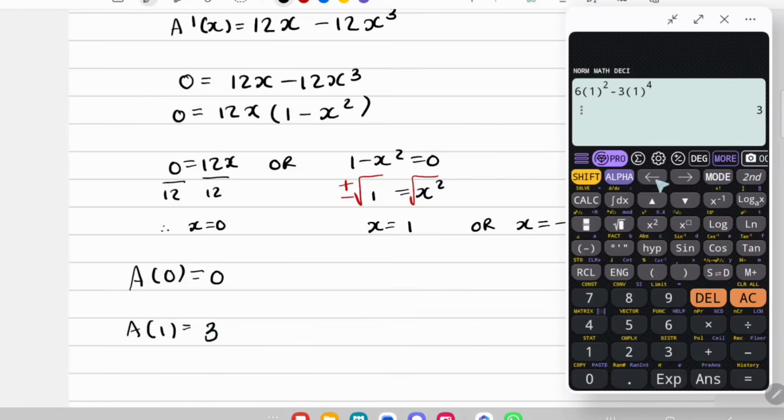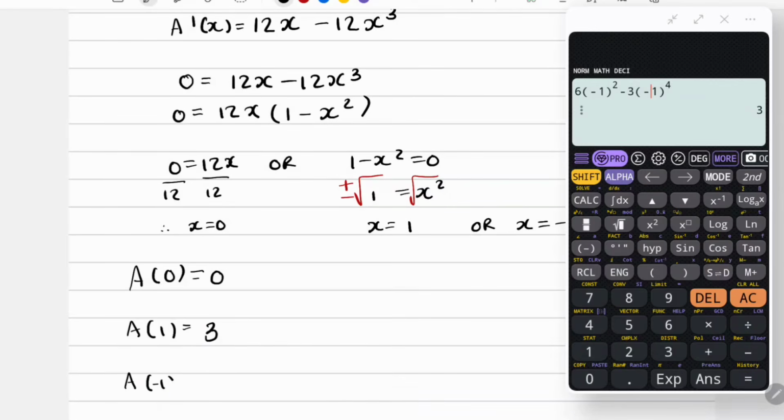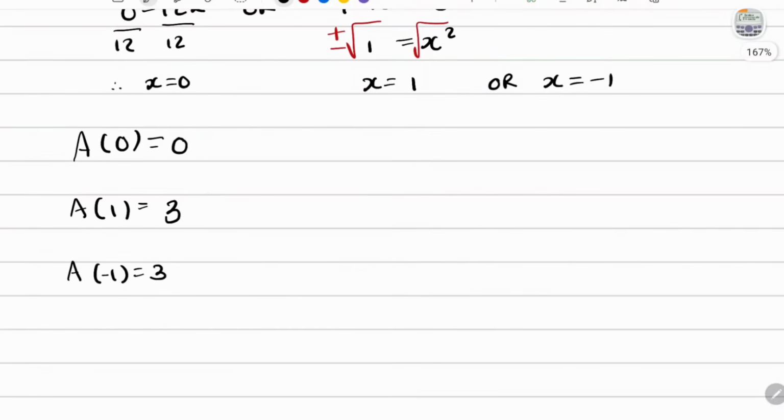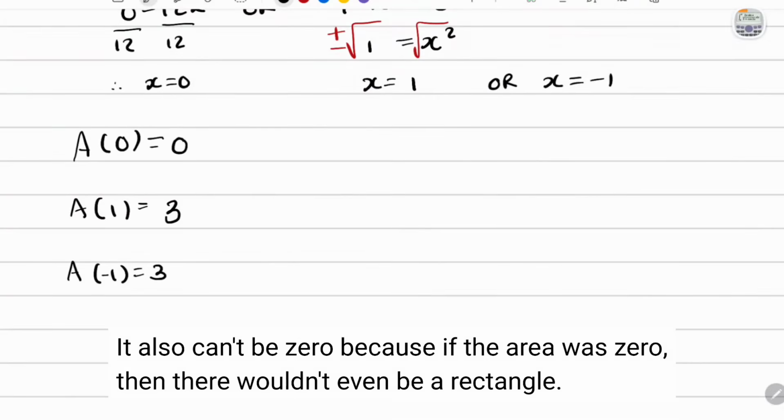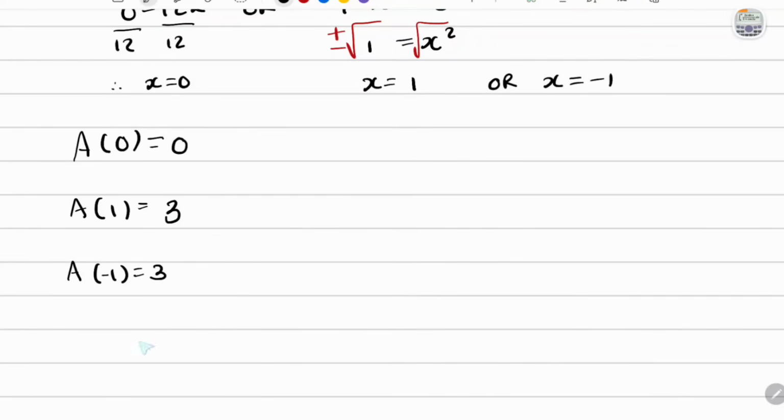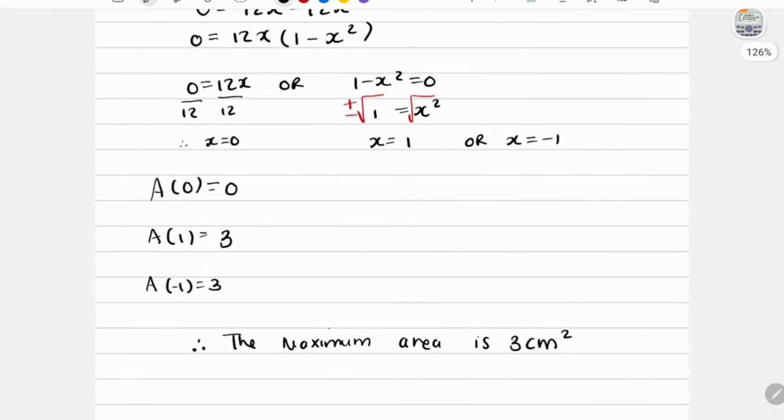If you substitute negative 1, you're going to get the same thing. You see that A of negative 1 is also 3 because of that squared and that 4. So as you can see, the maximum out of that, the highest area that we can get from that shape would be the 3. So we can tell them that the maximum area is 3 centimeters squared, since they told us all of that was in centimeters.